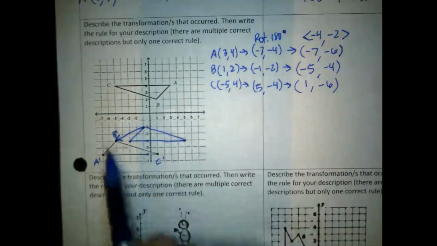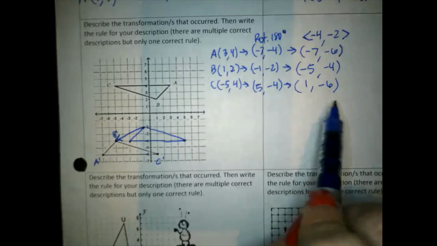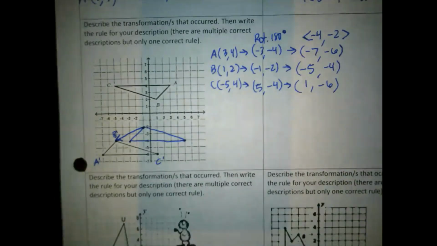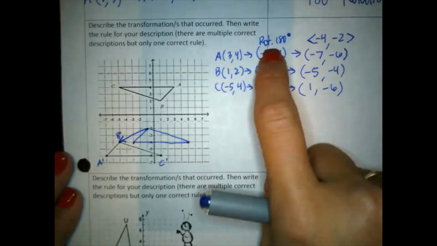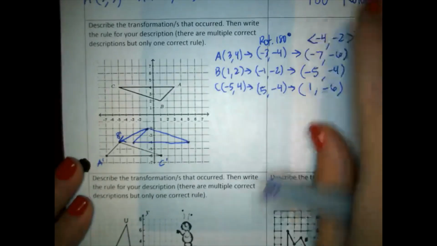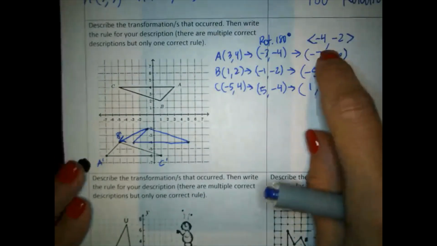If you look over here and check, A is at -7, -6. B is at -5, -4. C is at 1, -6. So it looks like this worked. Now that we've come up with our description, we have a rotation of 180 degrees about the origin, and then we translate left 4 and down 2.